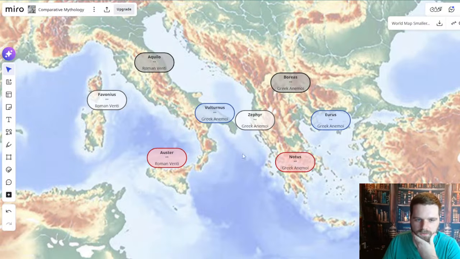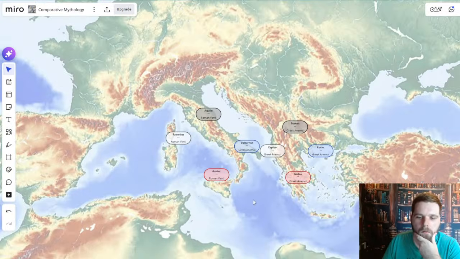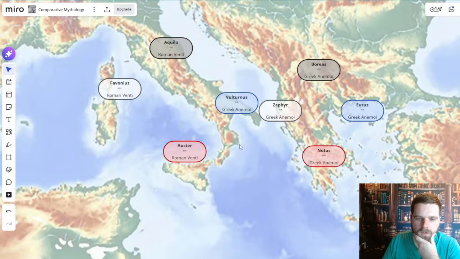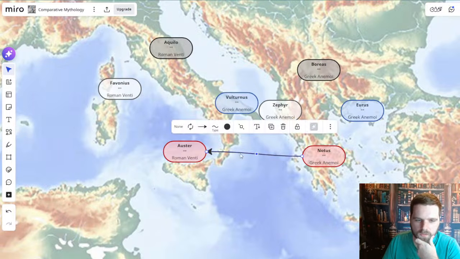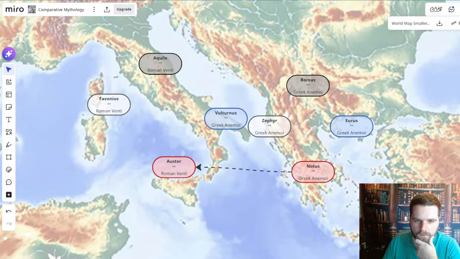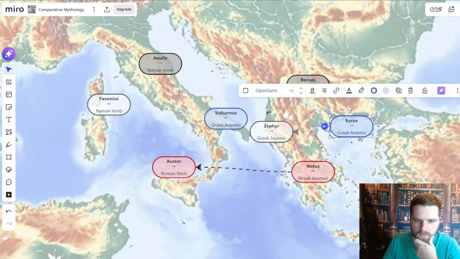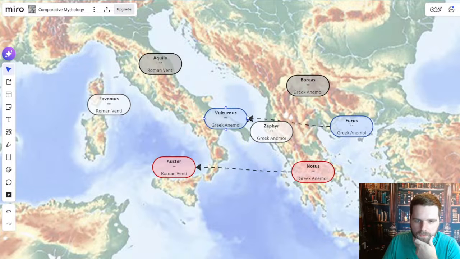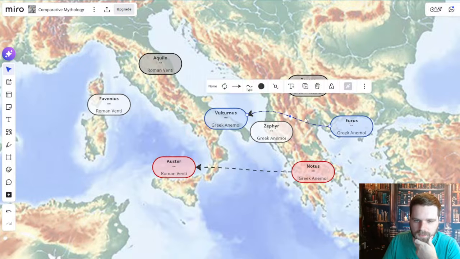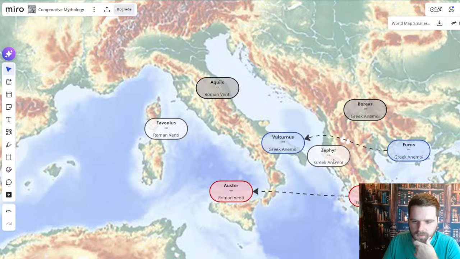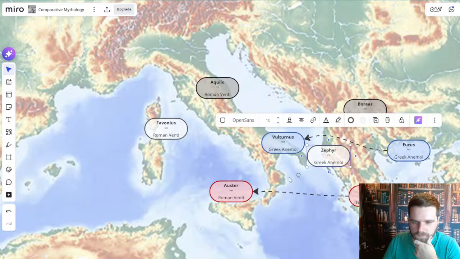I like these colors. They're like Skittles or something. All right. So in this case, I can draw a line because they're so closely related, despite their names technically being different. Their meaning is so identical and they're so directly translated that I'm going to draw lines here. There seems to have been, with the Anemoi and the Venti, some heavy Greek influence on the Roman.